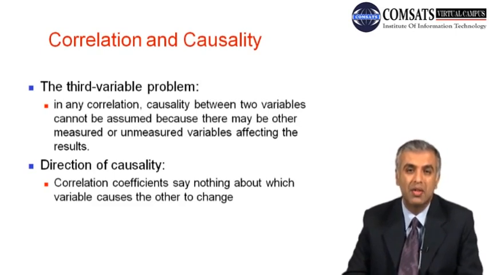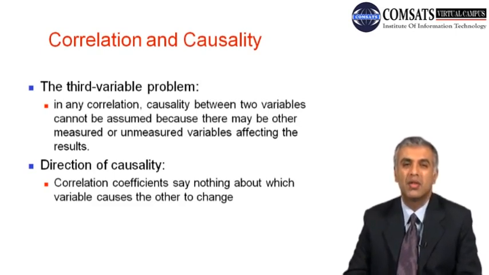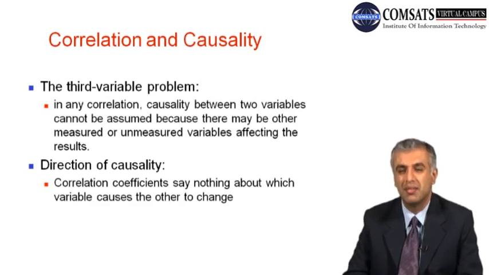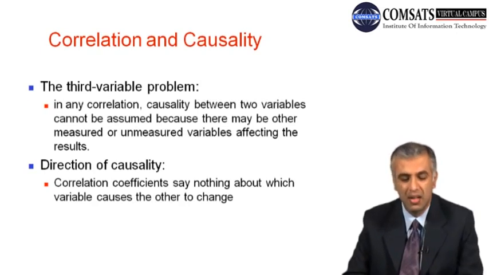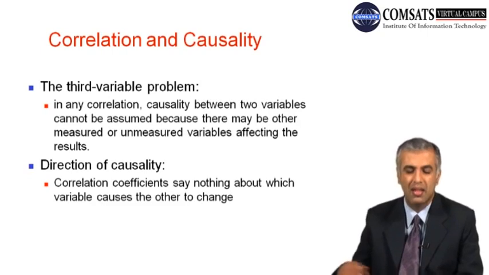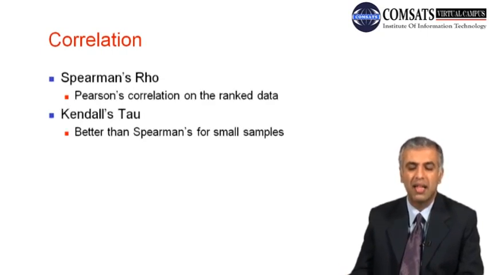So it can go in either direction, but the coefficient of correlation, in basic fact, will not tell us the exact detail of that direction of causality. So this is one of the drawbacks of correlation in this case.